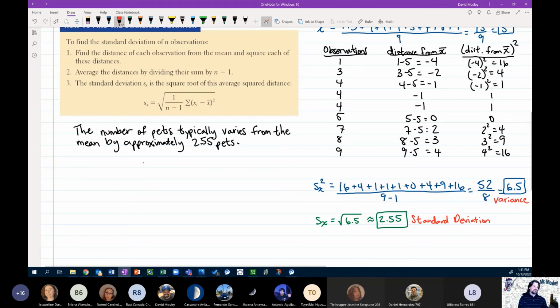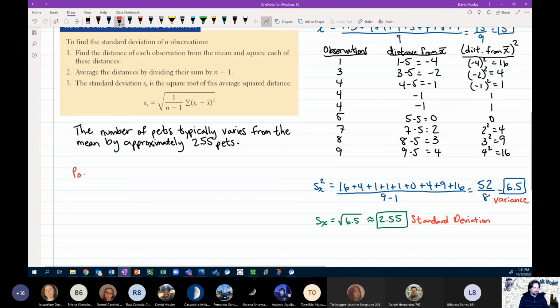We can also use the standard deviation, similar to how we use the IQR, to identify outliers or possible outliers. This is a general statement. We're not going to use this really right now, but it's something that will come up later in identifying outliers.